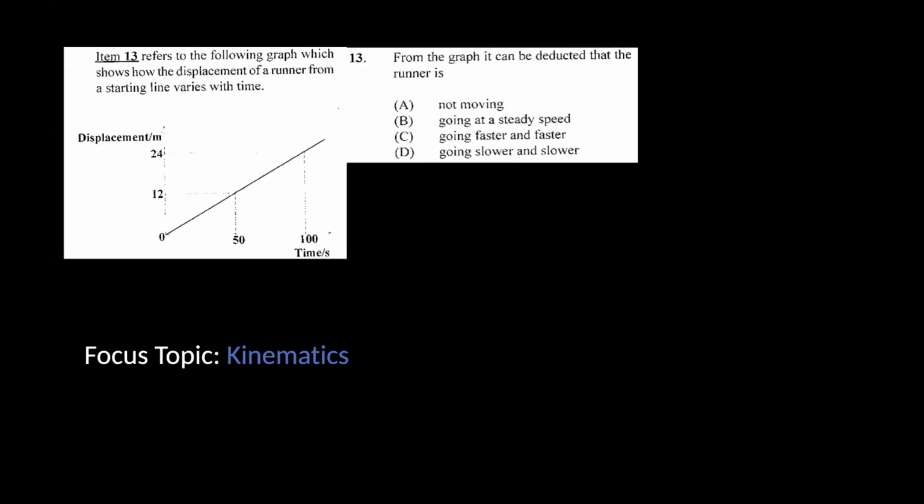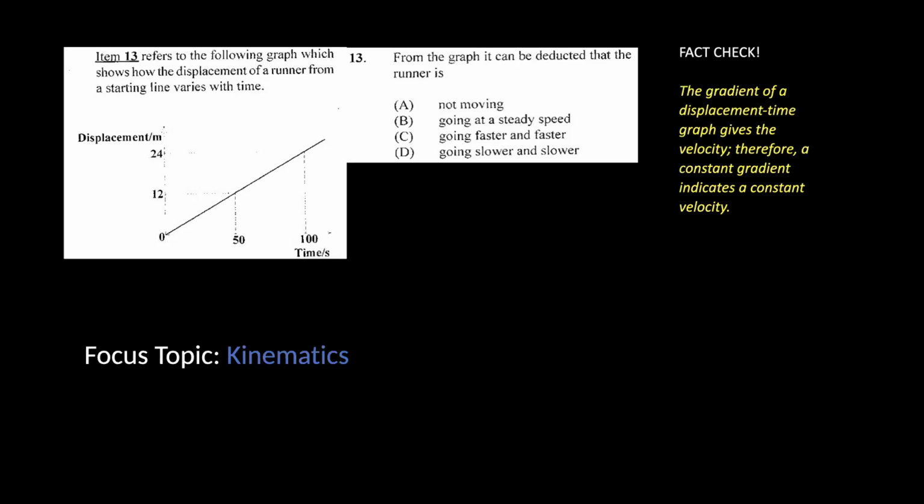Okay. Now, item 13, we have a graph that shows how the displacement of a runner from its starting line varies with time. Now from the graph, we can deduce that basically, if we want to find out how fast the runner is going, we need to find the gradient of the displacement time graph, which gives us the velocity. We have a constant gradient, so that indicates a constant velocity, which means that the runner is going at a steady speed. That's B.